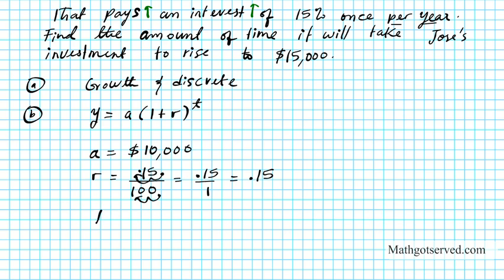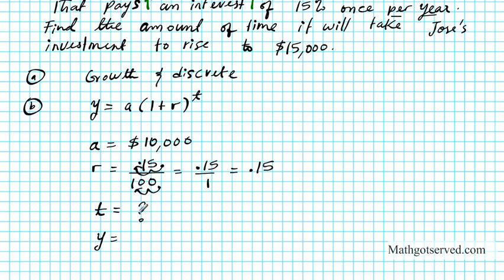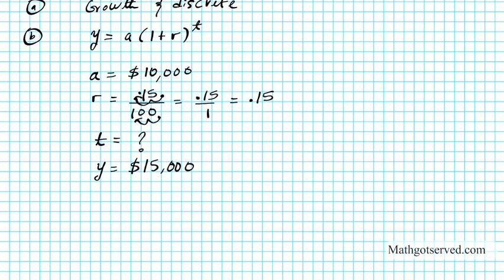Now the time is how long it'll take Jose to have 15,000. Well, guess what? That's what we're looking for, so I have no idea. What's the final amount after the time has elapsed? The final amount, or the target amount, is $15,000. Okay, so what I'm going to do is take all this information, input it into this nice model here, this formula, and then solve for t. Alright, let's go ahead and do it.